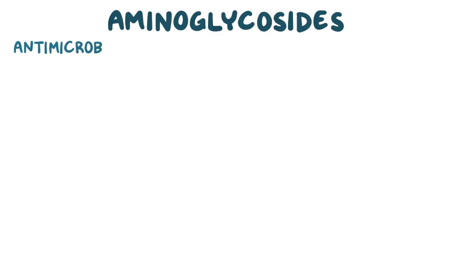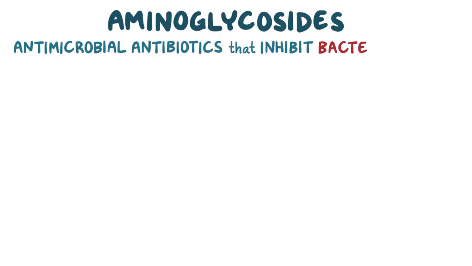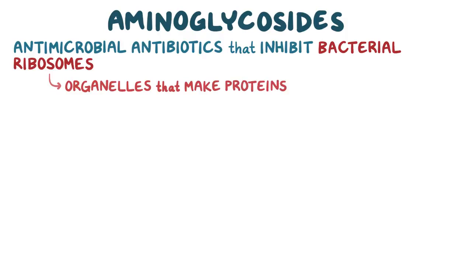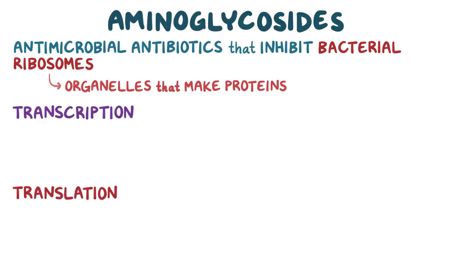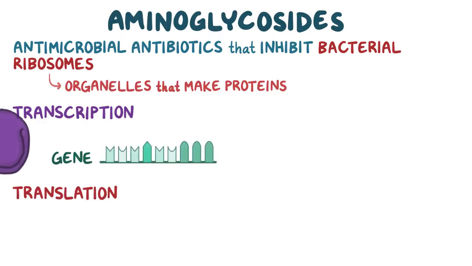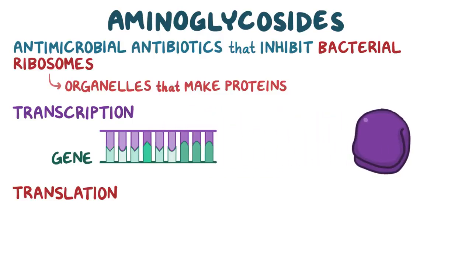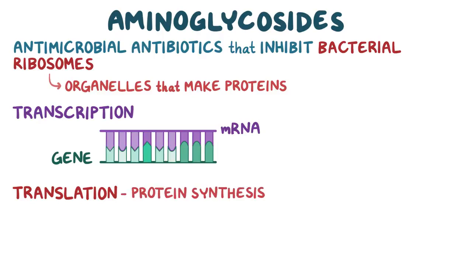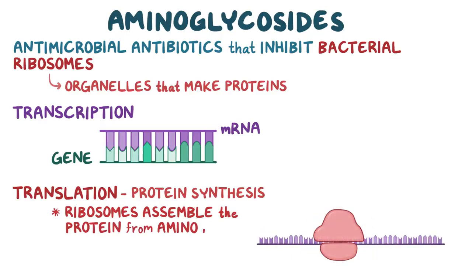Aminoglycosides are antimicrobial antibiotics that inhibit bacterial ribosomes, which are the organelles that make proteins. Genes are used to synthesize proteins in two steps: transcription and translation. During transcription, a specific gene on the DNA is read, and a copy is made called a messenger RNA, or mRNA. Translation is also known as protein synthesis, and it's when ribosomes use mRNA to assemble proteins from amino acids within the cytoplasm.